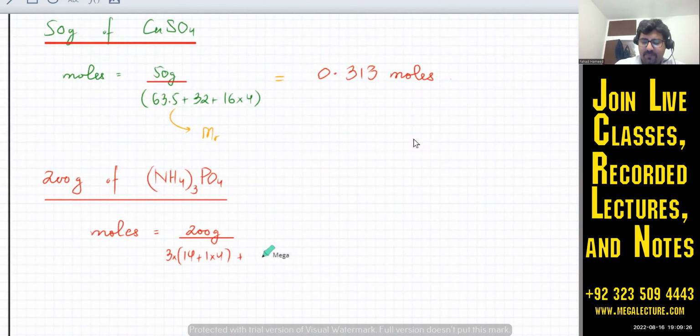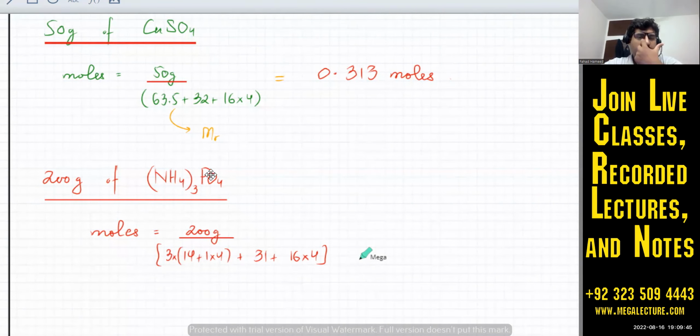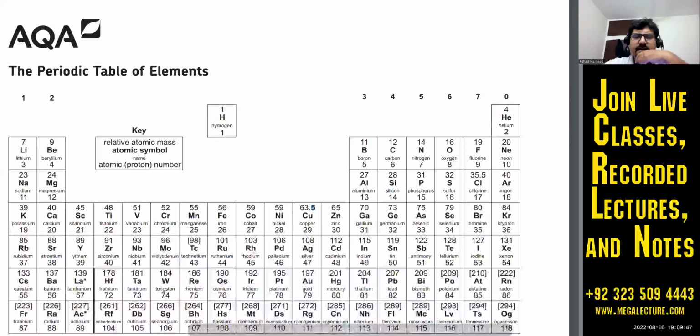Plus there's PO4. P is 31, and oxygen is 16, and that's O4, so that's 16 times 4. So that is the total MR. There are 3 NH4s, plus phosphorus is 31. Let me just double check. Phosphorus is 31. That's over here.